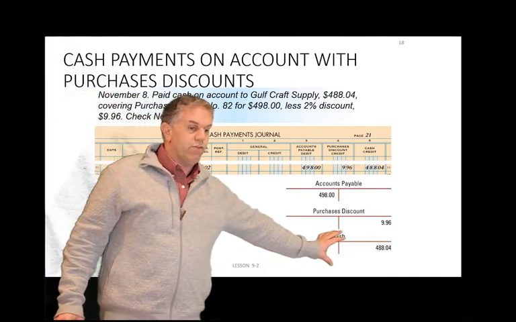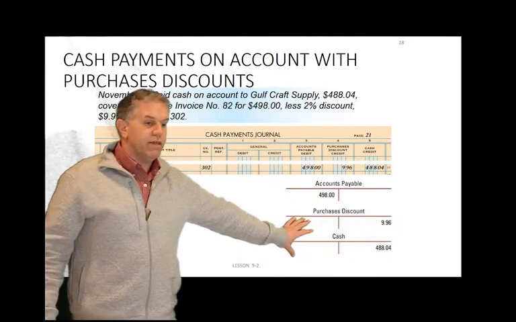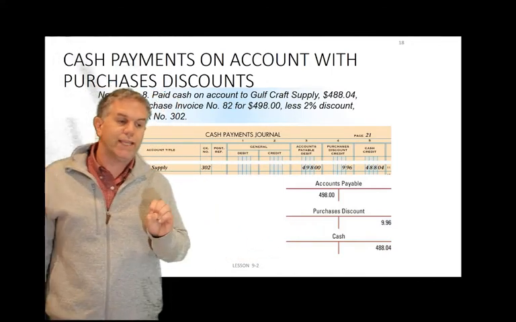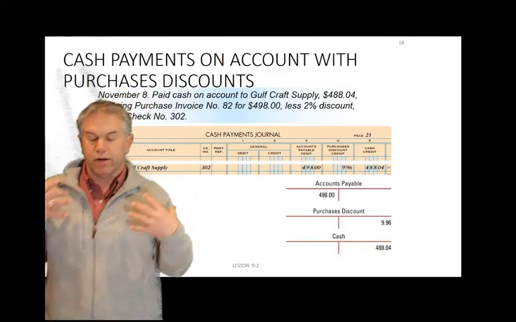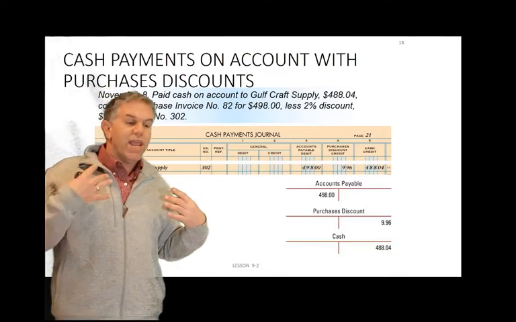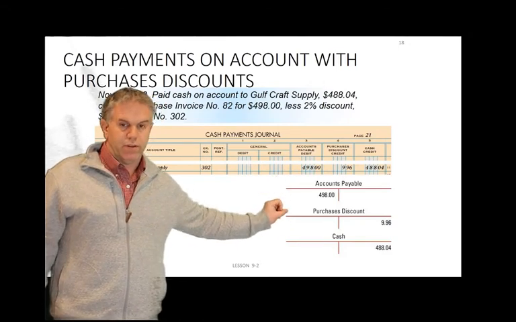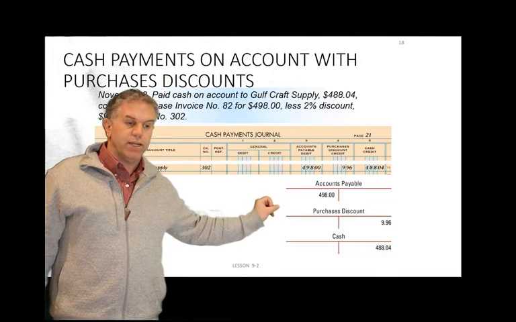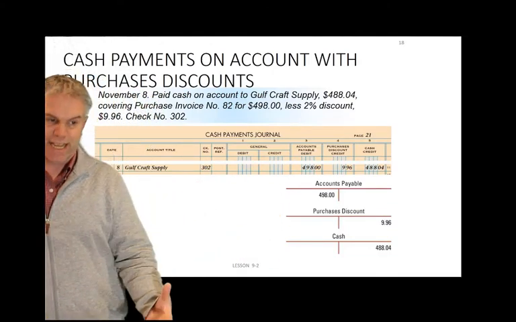If we didn't have this, assume this one's empty, assume we can't see this, right now my debits don't equal my credits. So we have to recognize the discount. In order to make our debits equal our credits, we have to recognize the discount we received. And that discount we received for when we purchased something on account but paid it early is called a purchase discount.